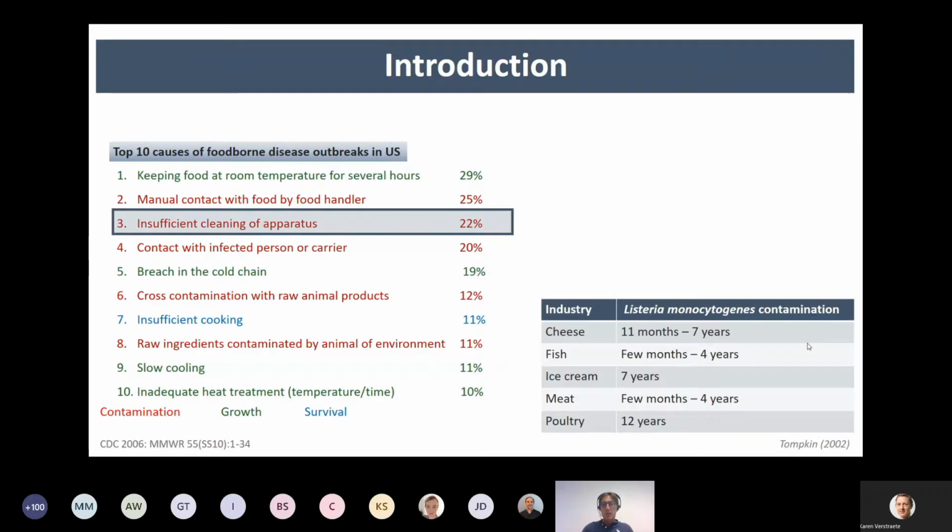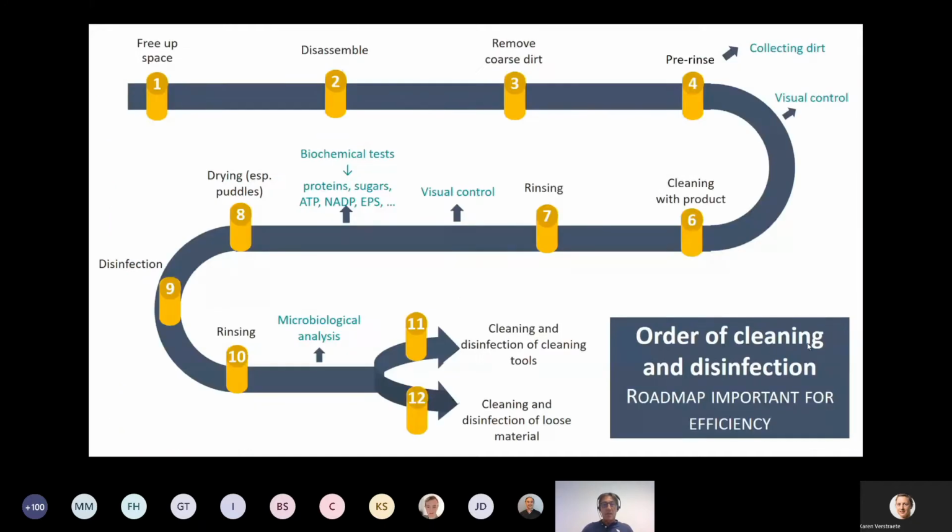Besides, if we look at literature, and not only literature, also experience at ILVO, we see that a lot of food companies have problems with persistent contaminations with foodborne pathogens, like, for example, Listeria monocytogenes. That contamination with Listeria monocytogenes can take up to more than 10 years. So it's clear that cleaning and disinfection plays an important role in food production.